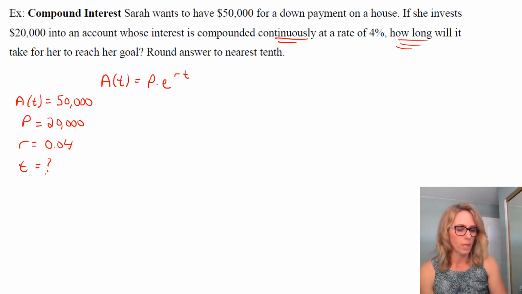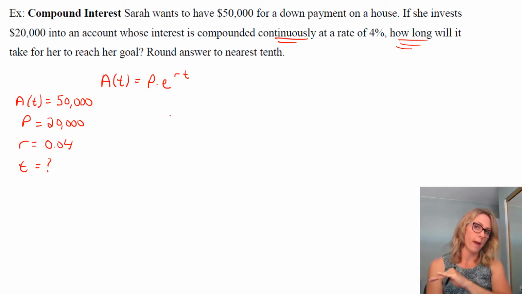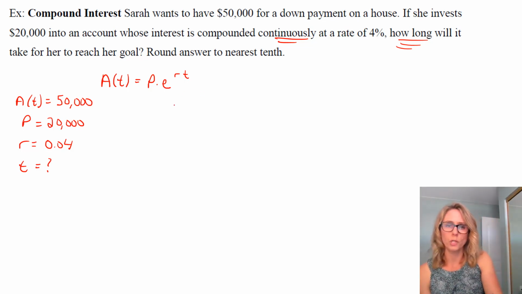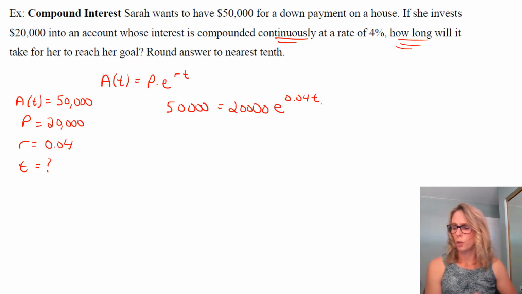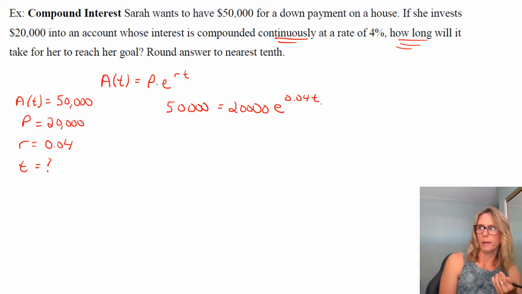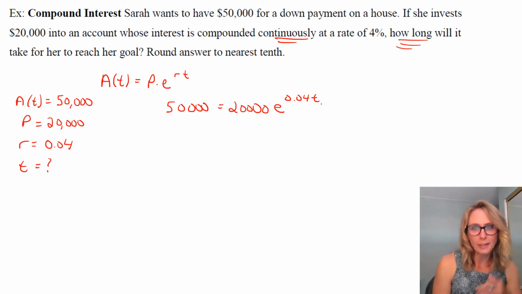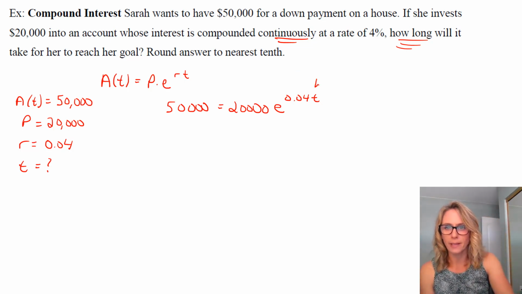How long is t? So now we're going to plug in what we know to solve for what we don't. So I'm going to move this over just a little bit. We have 50,000 equaling 20,000 e to the rt, so 0.04t. So you may be looking at this and going, okay, I get it. This is not a plug and chug because we're trying to solve this for t. We're trying to get t by itself here. It looks kind of similar to some of the other stuff we've done where we need to free the t.